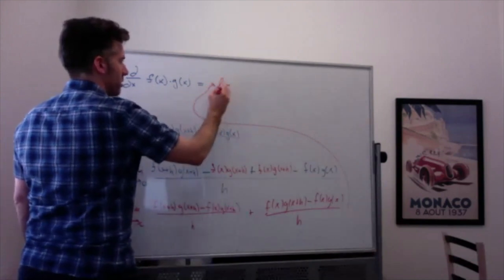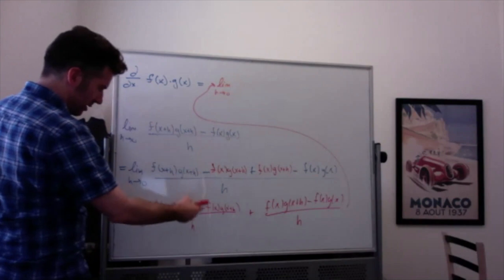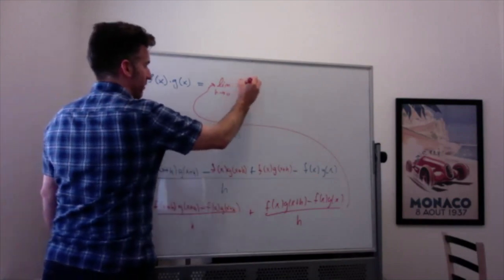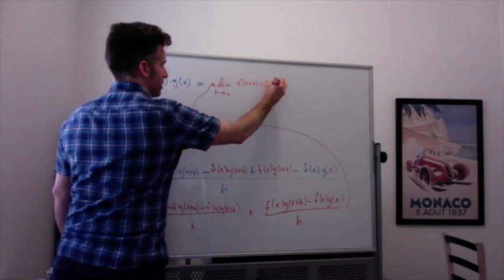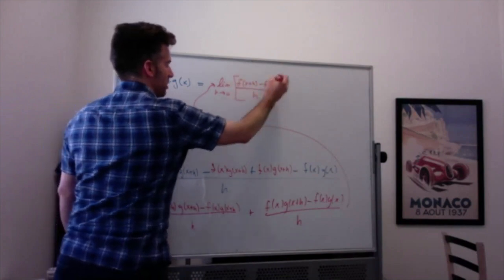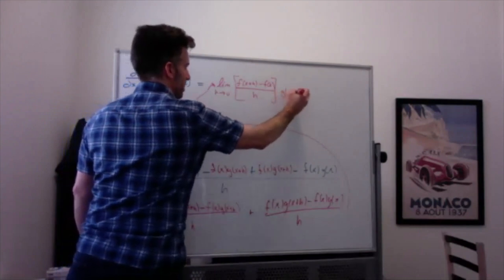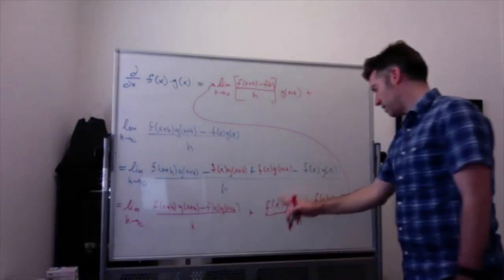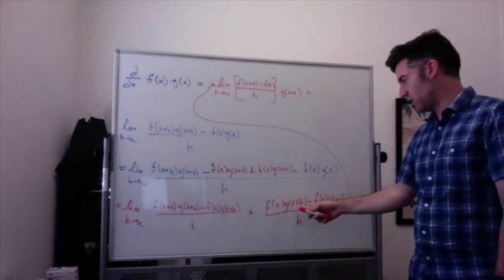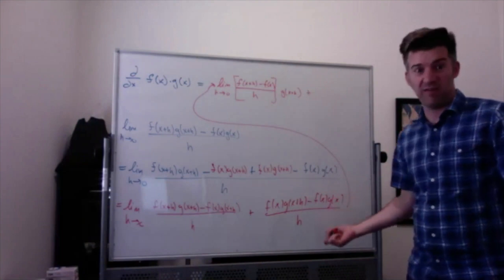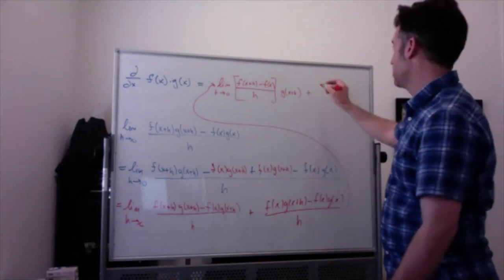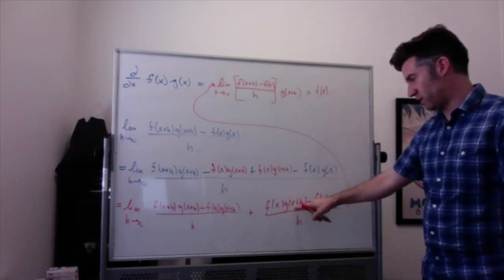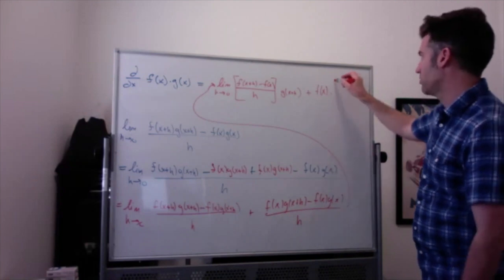the limit as h goes to 0 of, I'm going to factor out the g of x plus h. So I'm going to write this as f of x plus h minus f of x all over h times g of x plus h. Plus, same idea here. Here I have f of x times g of x plus h minus f of x times g of x. I'm going to factor out the thing that's the same, which is f of x. So f of x times the remaining fraction is g of x plus h minus g of x all over h.